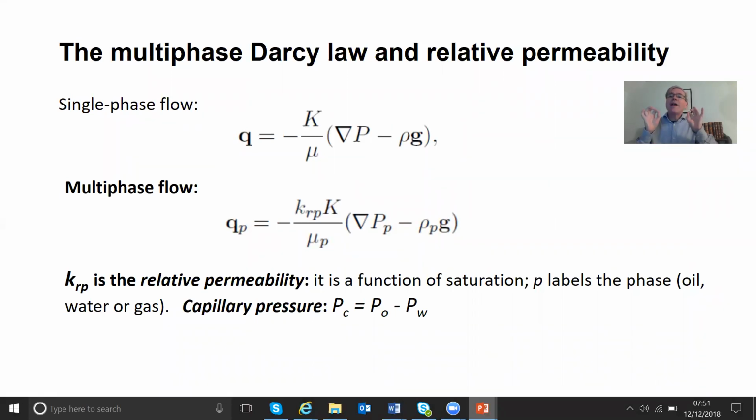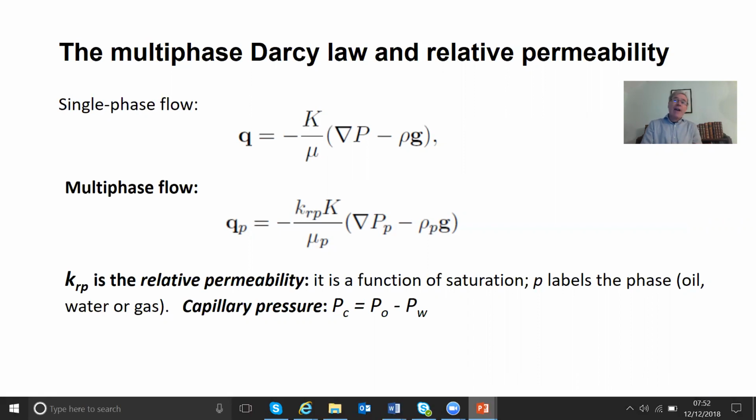In multi-phase flow, we have exactly the same equation, but now that symbol P labels the phase: oil, water, or gas. So let's imagine the flow of water, for instance. In single phase flow, we have the top equation. If we now have the flow of water with the same pressure gradient on the water, but there's also oil in the pore space, then the water doesn't occupy so much of the rock, and so its flow, one must assume, will be lower. So QP, which is the volume of phase P, water in this case, flowing per unit area per unit time, will be lower.